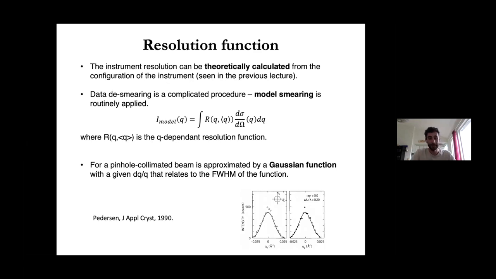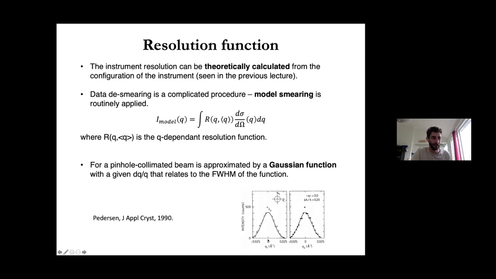But when it comes to pinhole instruments like a standard SANS configuration, normally what you do is use some models to smear the theoretical model for the experimental resolution. So what happens here is that the intensity from your model, which will be the scattering cross-section of your particles, is convoluted with a resolution function, where Q is the Q value of each of the points, the average Q is the Q value of each of the points, and then there is the spread of those Q values. So this resolution function is normally approximated by a Gaussian function.